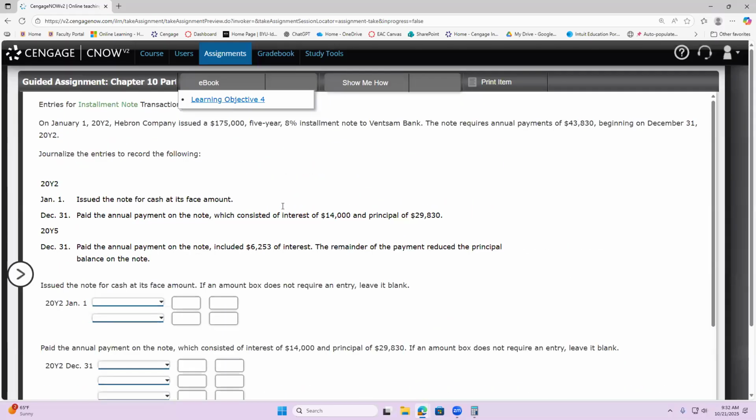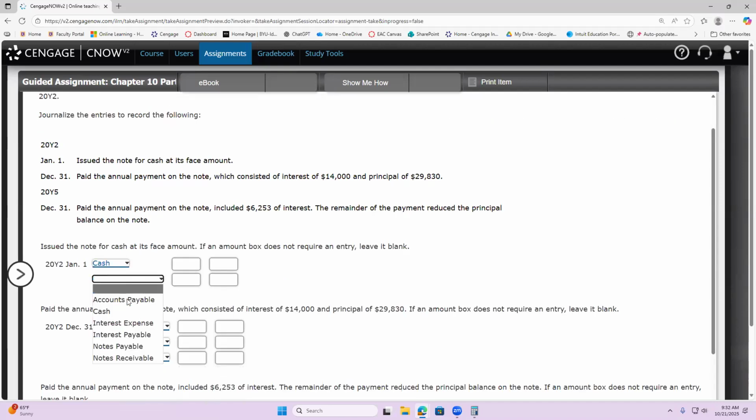So the issuance of the note then is just going to be our cash goes up, our notes payable goes up by $175,000. Pretty easy.